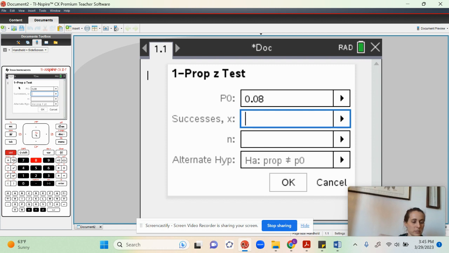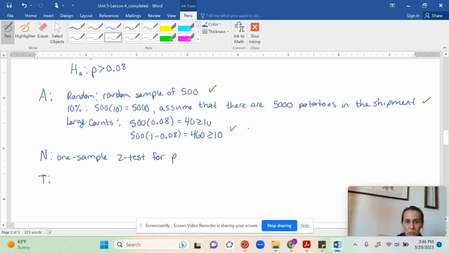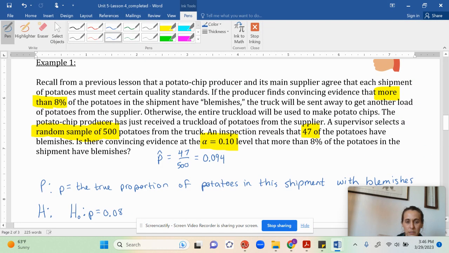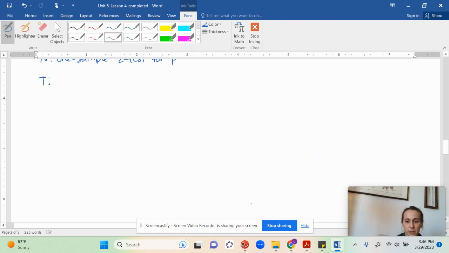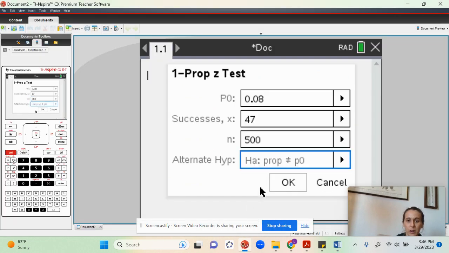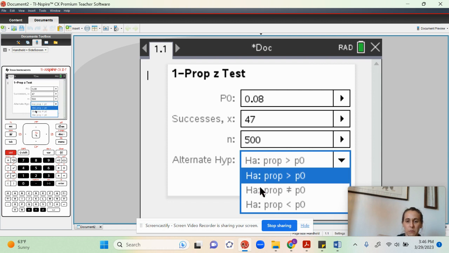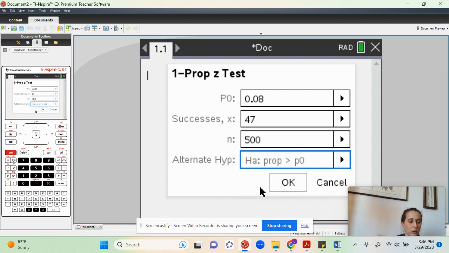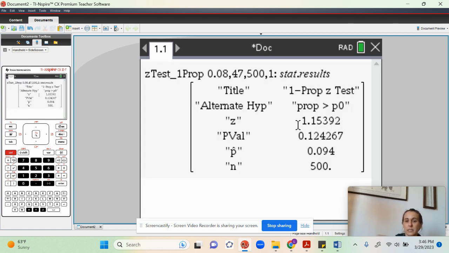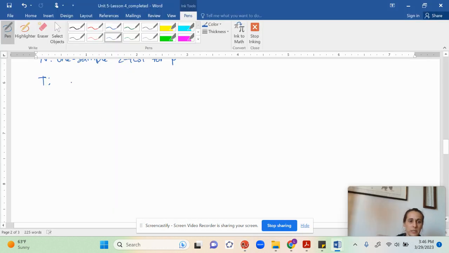How many successes? Well, how many bad potatoes? I think it was 47 out of 500. Should I check and see? Just want to make sure. Yes, it was 47 out of 500. And our alternative is our proportion greater than p naught? So we had a greater than symbol with our alternative hypothesis. And our test statistic is z, which is 1.15. So we can write z equals 1.15.